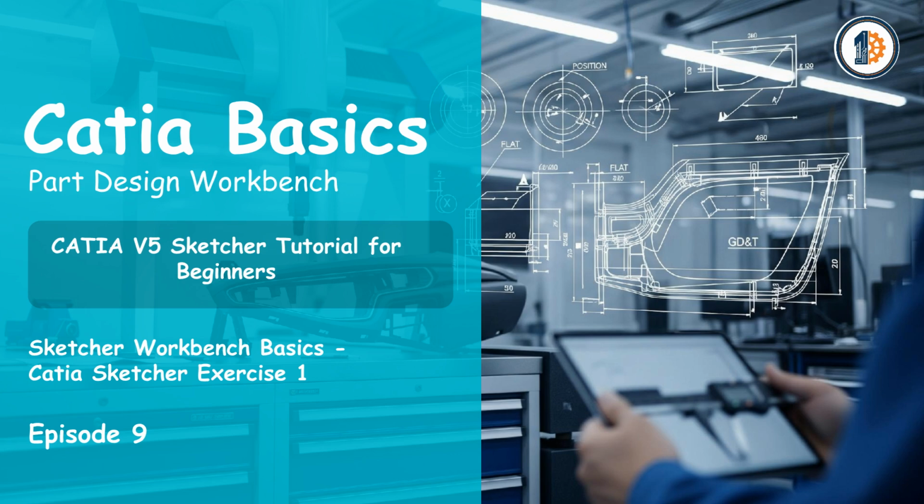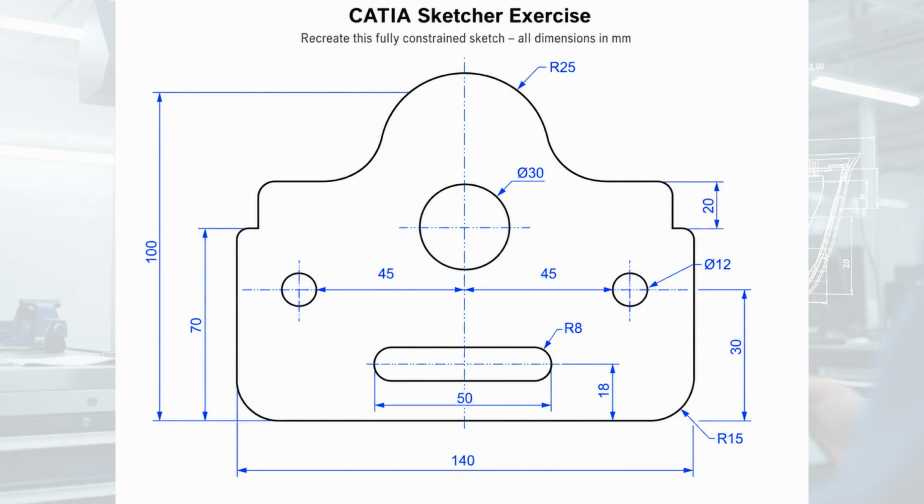Until now, we have learned the major commands and toolbars available in the Sketcher workbench. From this episode onwards, we will start applying those commands through practical exercises. In today's exercise, we will create this fully constrained mechanical profile using lines, arcs, circles, slots, fillets, construction geometry, symmetry, and dimensional constraints. Our aim is to have this geometry fully constrained, and all dimensions should be in millimeters.